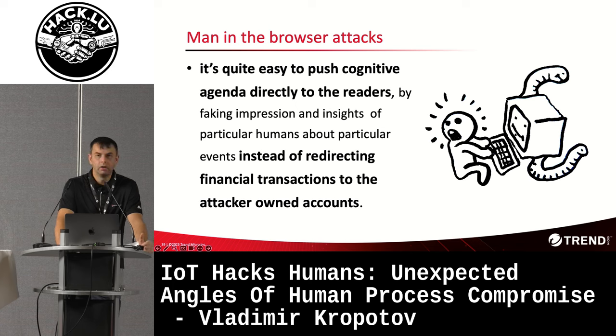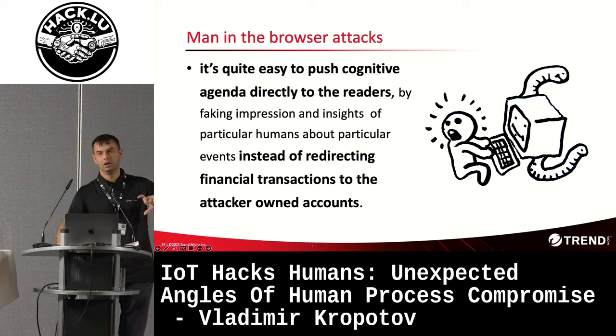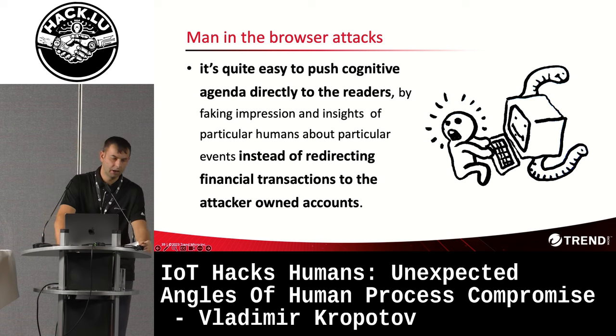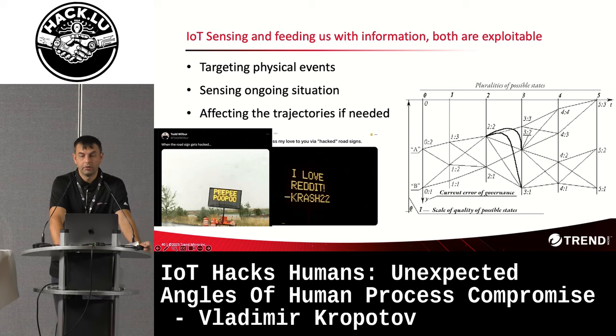Also, you remember the man-in-the-browser attacks, when your credit cards were skimmed because the banking data was faked, or money was sent to the wrong location because the content of the web page was slightly changed. The same way it could be monetized to push fake news and a cognitive agenda instead of just stealing money. IoT equipment can be used to target physical events and control how cognitive attacks, like crowd manipulation attacks, are going, or even adjust them, like showing messages, or showing a deepfake video which would not be detected as a deepfake on advertisement billboards, which can trigger some activity.